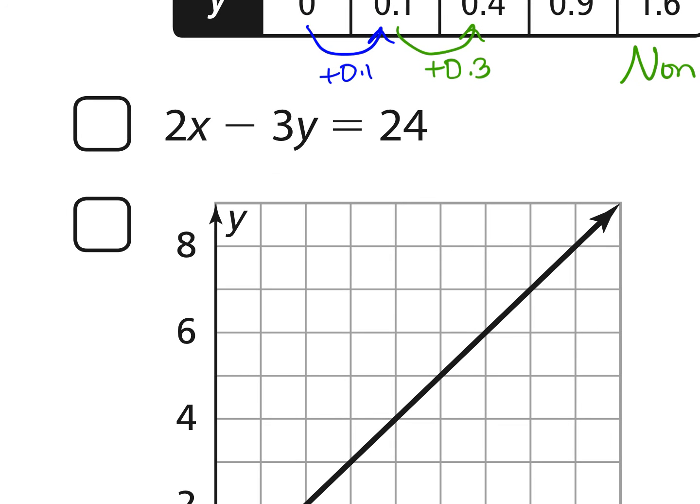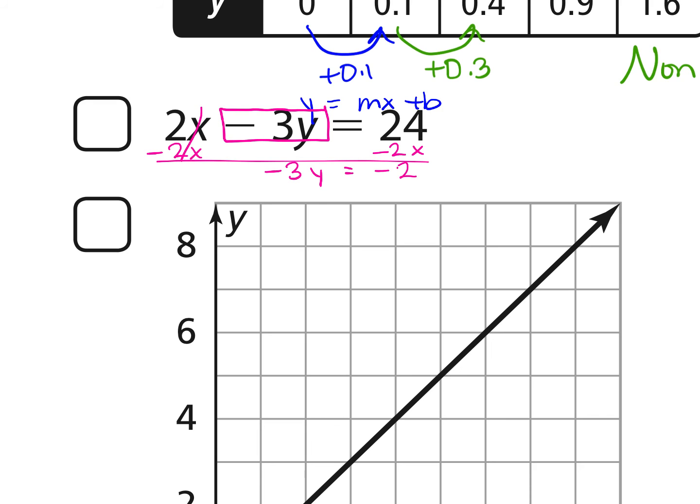This next choice is an equation. We can't tell by looking at it if it's linear for sure. It appears to be linear, but we need to rearrange it into y equals mx plus b. So we're going to box in our y term and get rid of our x term, 2x, by subtracting 2x from both sides of the equation. We get negative 3y equals negative 2x plus 24. Now we want to divide both sides by negative 3 to get y by itself.